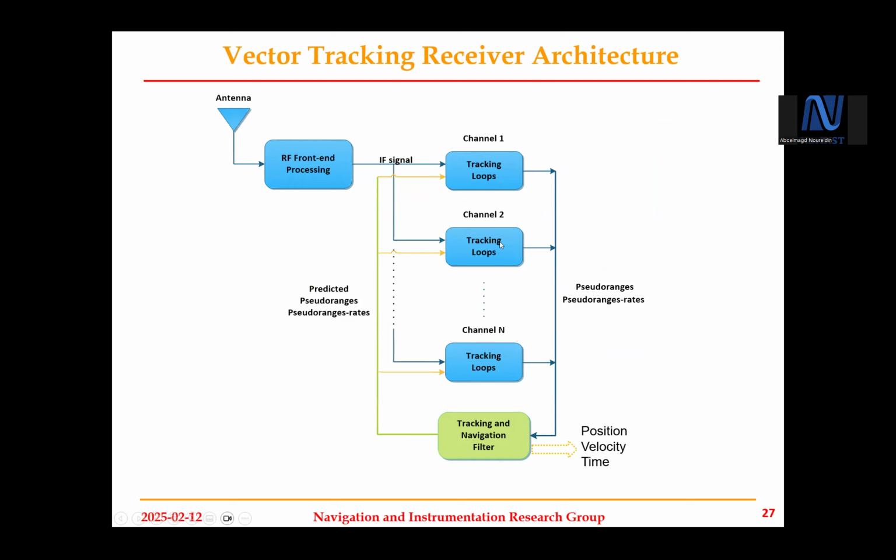We give them feedback. Can anyone relate, how can we assist this channel using the information we obtain from this filter here, from the position and velocity? Can anyone guess how we can use this feedback or information from the navigation filter to assist these channels? Maybe if we know the velocity of the satellite, we can. We know the position and the velocity of the satellite.